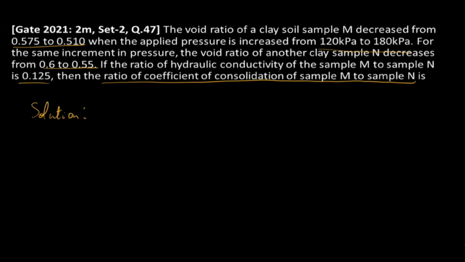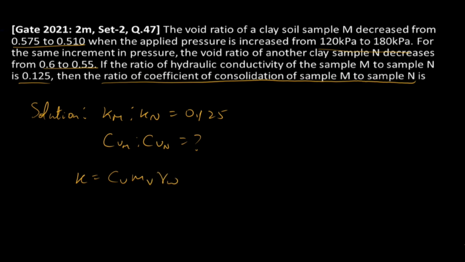Solution. They have given the ratio of hydraulic conductivity of sample M, Km to Kn, as 0.125, and they have asked us to find out the ratio of Cvm to Cvn. So K is nothing but Cv mv gamma W.